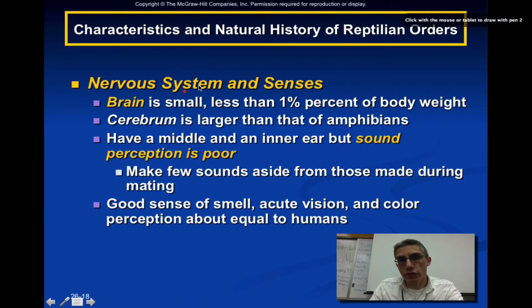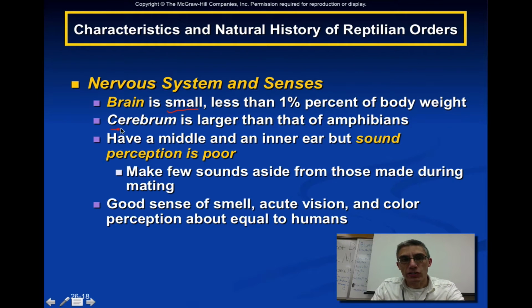Now, when discussing the nervous system of turtles and tortoises, you're going to find that the brain itself is actually pretty small. It's less than 1% of the total body weight of that animal. But in this case, the cerebrum is actually going to be a little bit larger than what you would find in amphibians.